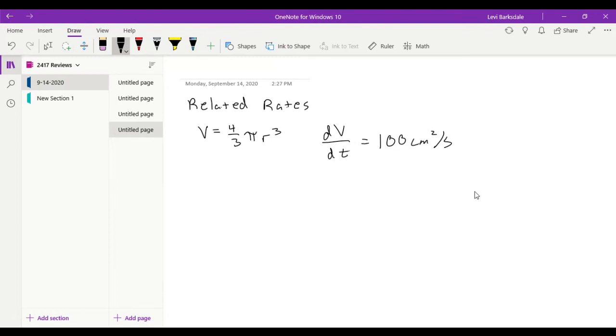But let's say you want to know how fast the radius of the balloon is changing when r is equal to 8 centimeters. Then actually we're going to do all of this in meters. This is going to be a huge balloon. It's like a very large weather balloon.